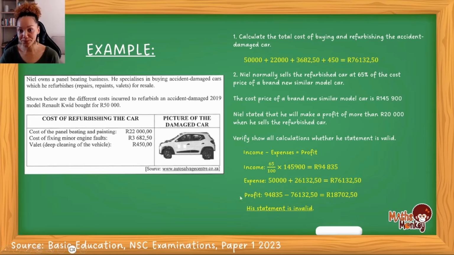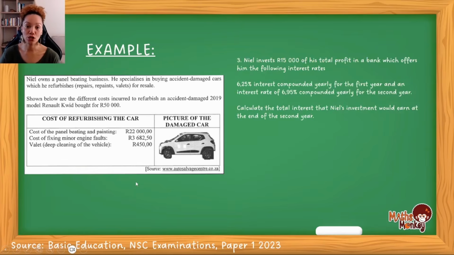Okay. So again, take note here that you wouldn't know how to answer these questions if you didn't understand the concepts of profit, and understanding that money coming in is what he's actually going to get for it, and money going out is what is actually paying for the entire transaction. Okay, now let's look at the last question.